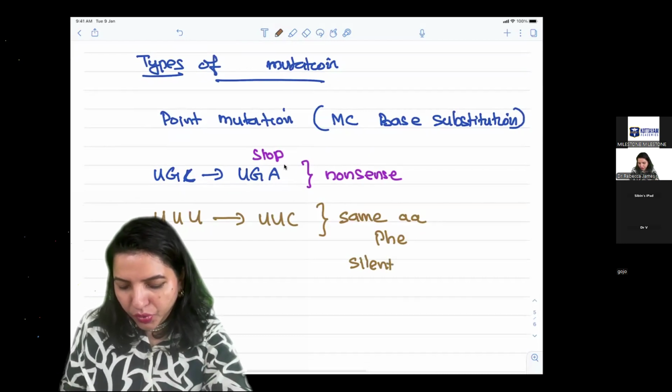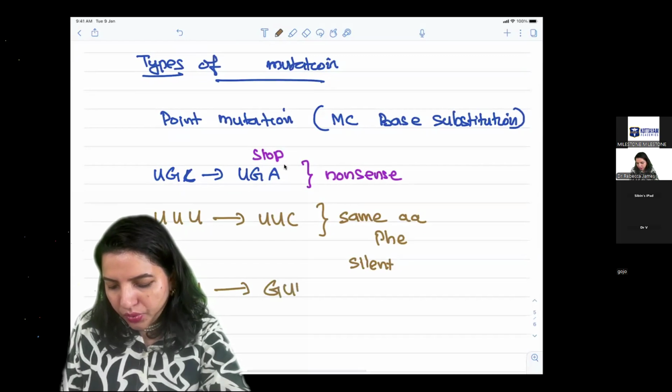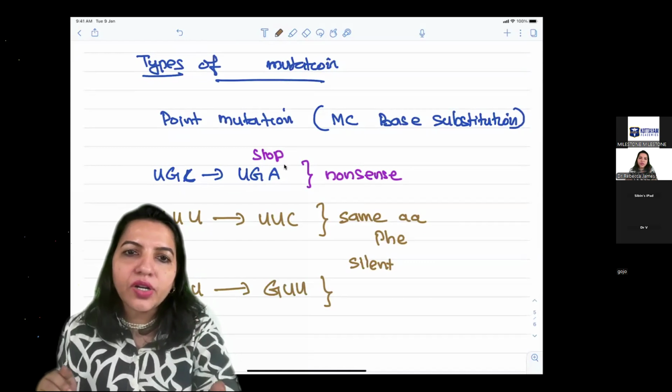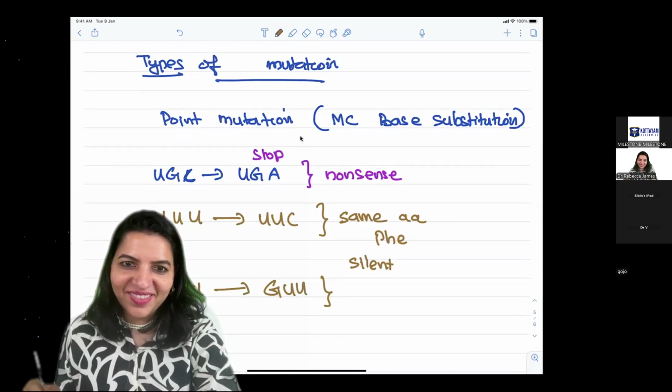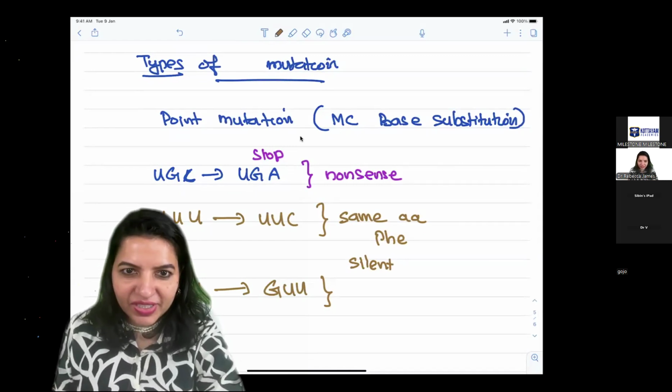So if UUU is changed to GUU, I don't know why, but still, what is that called? Missense. Very good. Missense.